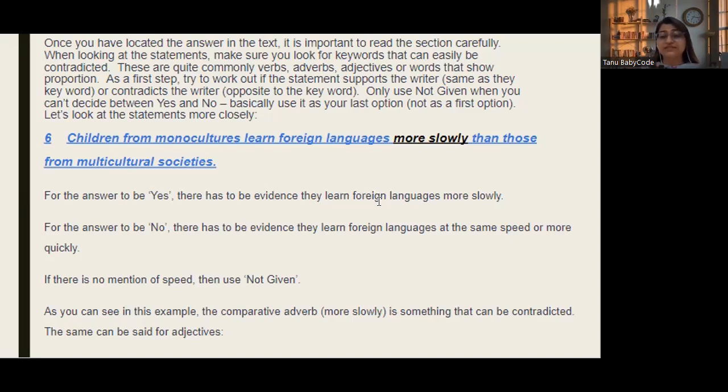As you can see in this example, the comparative adverb, given as more slowly, is something that can be contradicted. The same can be said for adjectives as well. You may have adjectives, so make sure you read your sentence very carefully and you look for verbs, adverbs, and adjectives.